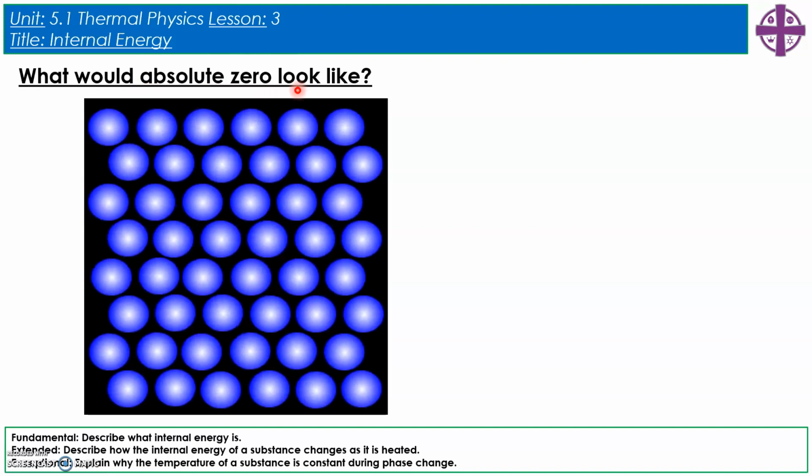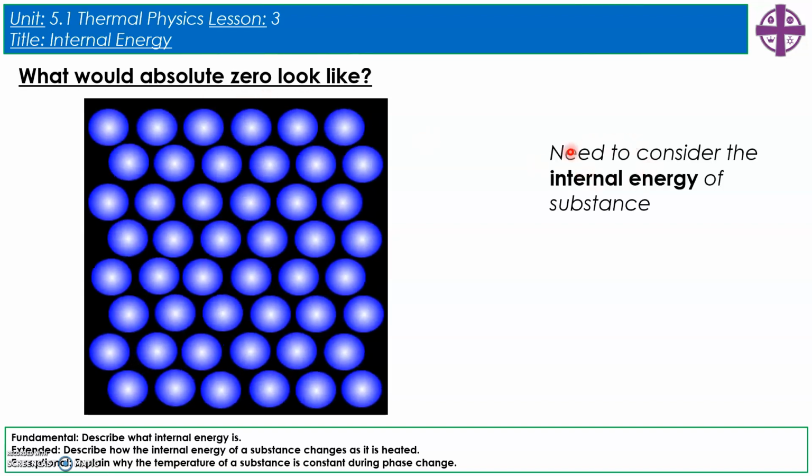You would have looked a couple of weeks ago at absolute zero, and it's the idea that that is when a substance has got no motion of its particles. It's the coldest possible temperature something can be. When something's at absolute zero, the particles have no kinetic energy. But to think about what it would look like in total, we need to think about this idea of internal energy, not just kinetic energy.